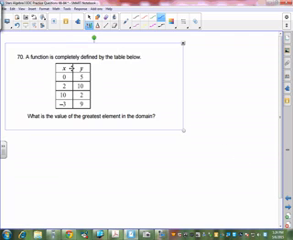Okay, which is the greatest element in the domain? Remember when we were talking about functions and relations, the independent variable is the domain, the dependent variable is the range. And the greatest element in the domain is 10.